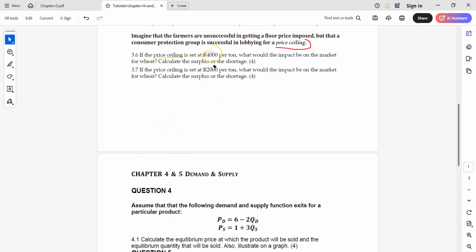So now for number 3.6, we just say this will be ineffective because of what I've just explained. And then 3.7 is saying if the price ceiling is set at 2,000 per ton. So this is my supply, this is my demand, this is the equilibrium price here. This is the equilibrium quantity, right? They're saying that if the price ceiling is set at 2,000 per ton, what would be the impact on the market of wheat? Calculate the surplus or the shortage.